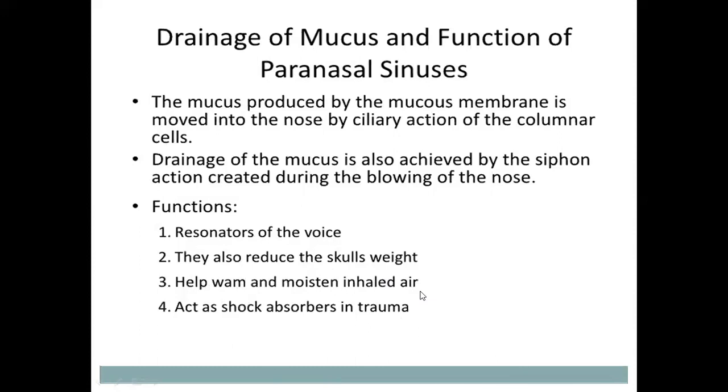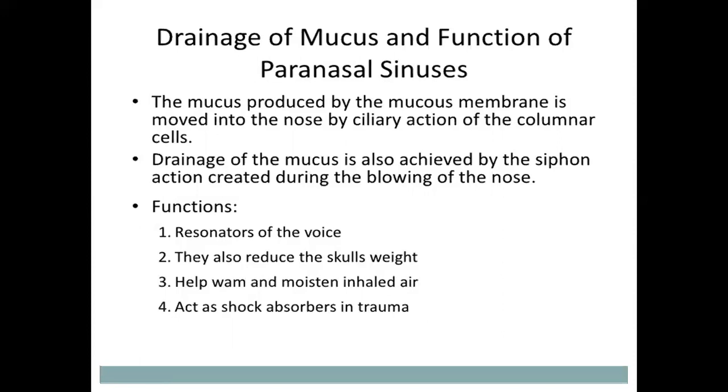So we have four pairs of paranasal sinuses. We have frontal sinuses in the frontal bone, the sphenoidal sinus below the body of the sphenoid, the ethmoidal air sinuses between the nose and the orbit, and the maxillary sinus in the body of the maxilla. These four pairs of air sinuses are the resonators of the voice, and they reduce the weight of the skull. They warm and moisten the air, and they act as a shock absorber in case of trauma.